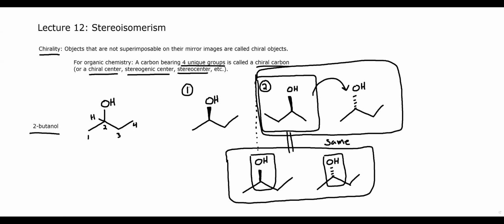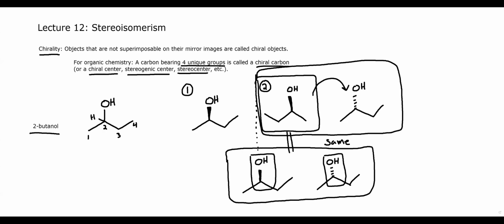We started with 1, this stereoisomer of 2-butanol. We drew the mirror image of it, and then we flipped the mirror image over like a pancake. So comparing 1 with its mirror image, 2, we can see that by drawing the mirror image, we simply change the wedge to a hash.